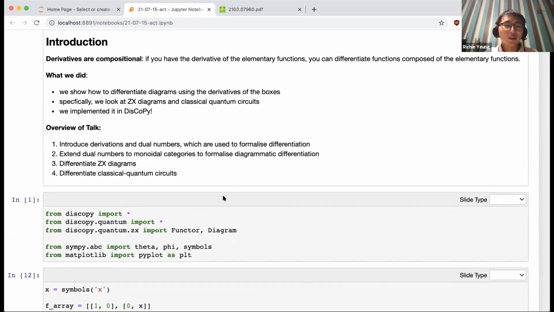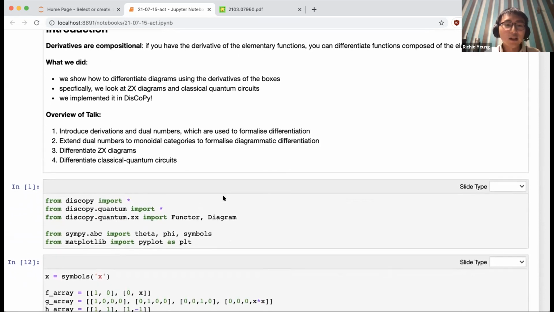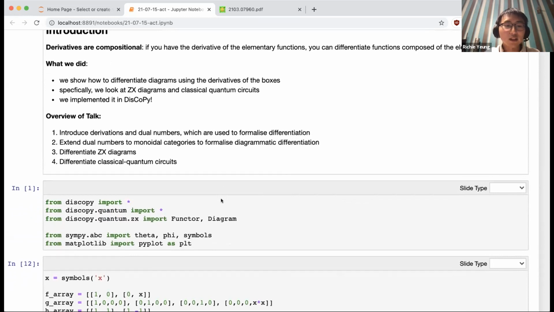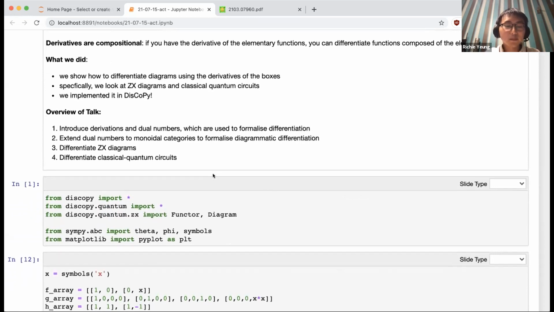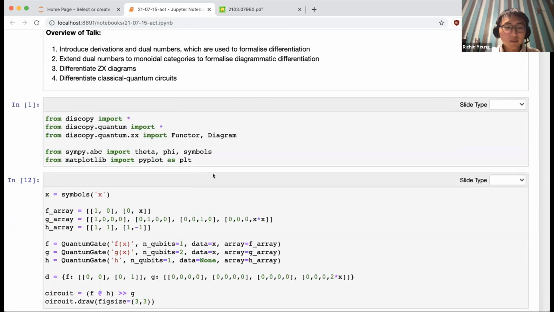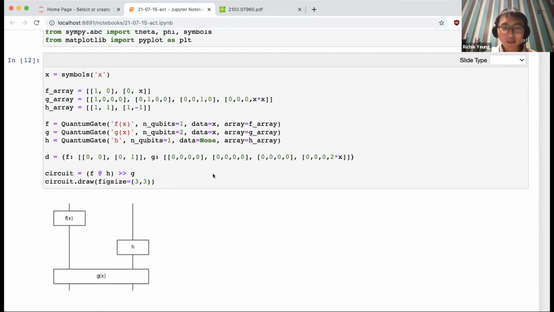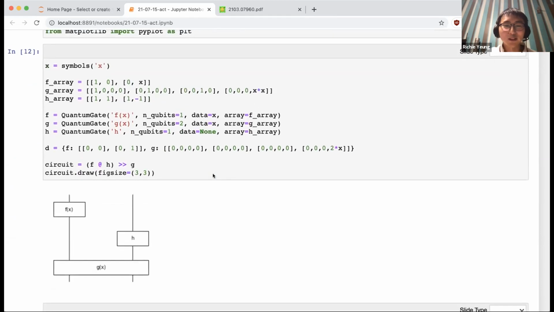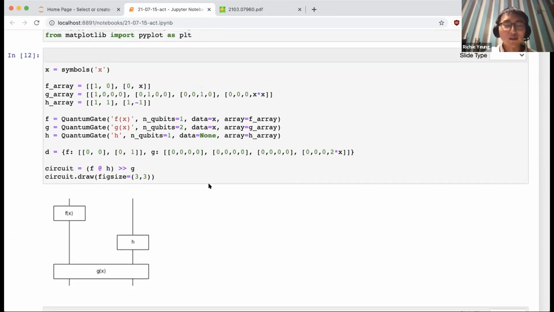Then, like I said, we're going to talk about differentiating ZX diagrams, and then we're going to talk about differentiating classical quantum circuits in the form of mixed ZX diagrams. Okay. Yep, so here's some code. I might end up repeating myself more than once just because there's the code version and the theory version.